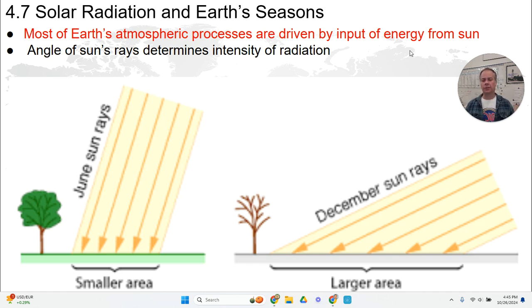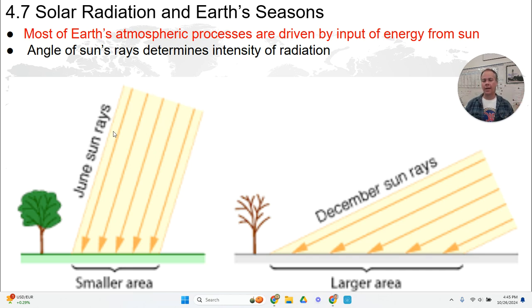And a key factor in that is the angle of the sun's rays. The angle of the sun's rays as they strike the Earth's surface is really important. So if we imagine, for example, these two diagrams that represent the northern hemisphere. Summer in the northern hemisphere starts in June. And during the summer solstice in June is when the sun's rays are at their most intense. The sun is highest in the sky.